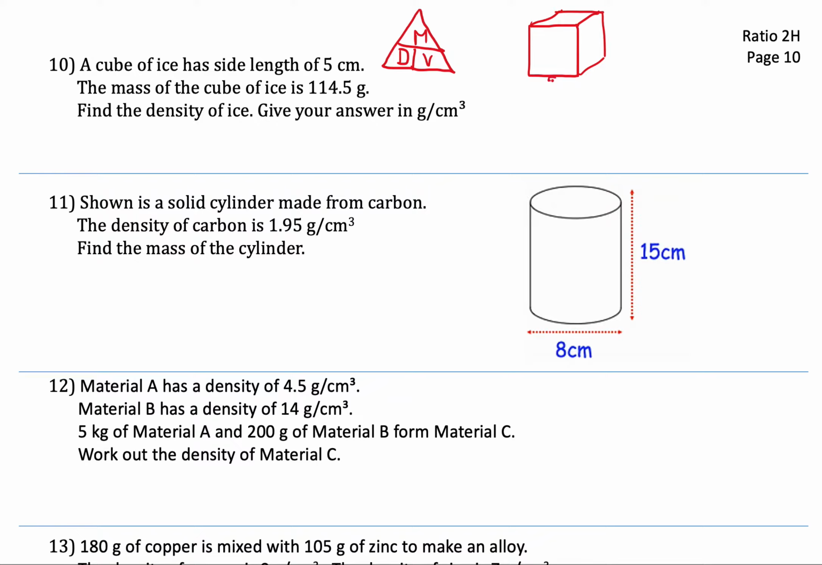Okay, so the volume of a cube is length times width times height, and then they're all 5. 5 times 5 times 5, or 5 cubed, is 125 cubic centimeters. Okay, so the density is 114.5 divided by 125. That's 0.916.